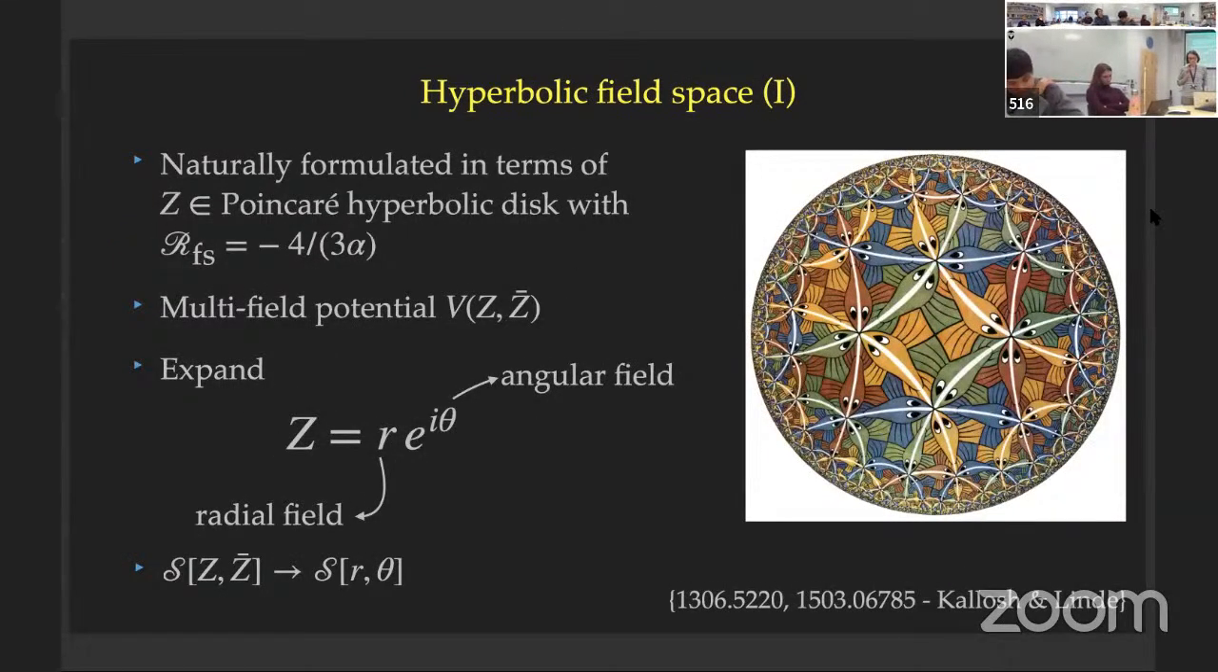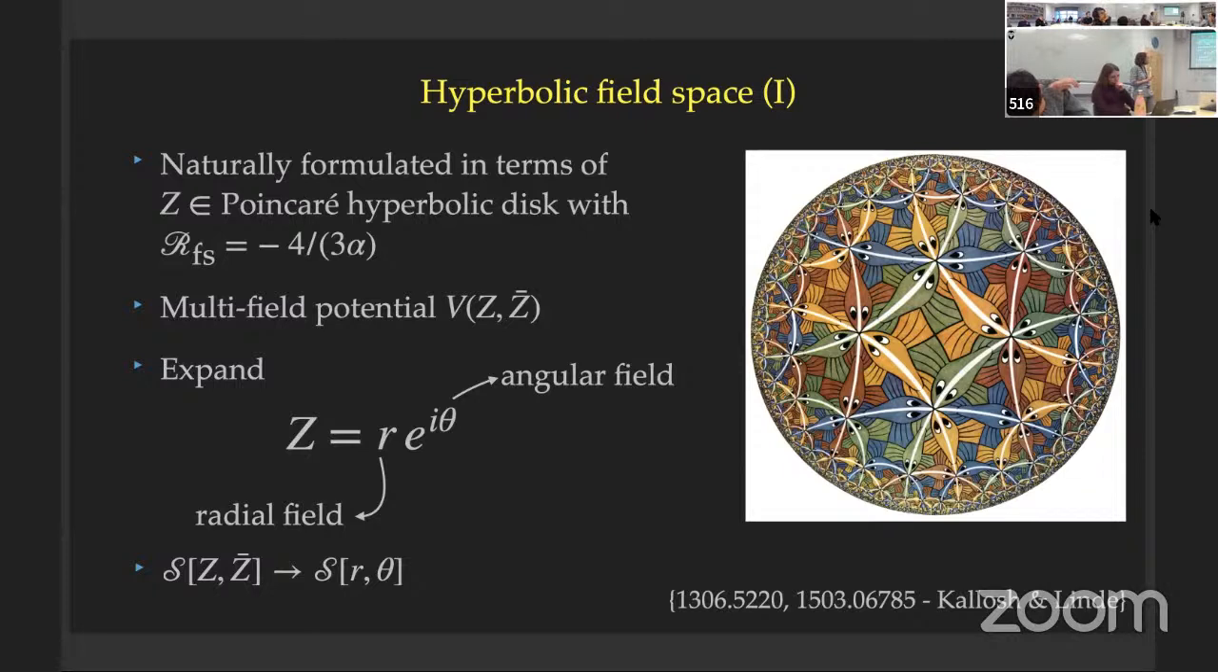So cosmological alpha-attractors are born multi-field. Okay, so let's see how. They are naturally formulated in terms of a complex field that lives on the hyperbolic disk. And the field space curvature for the hyperbolic disk is constant, negative, and set by alpha. So that alpha is the thing that goes in the name alpha-attractors, okay?